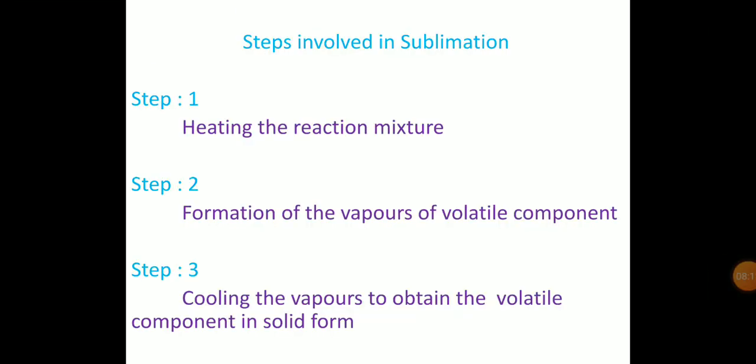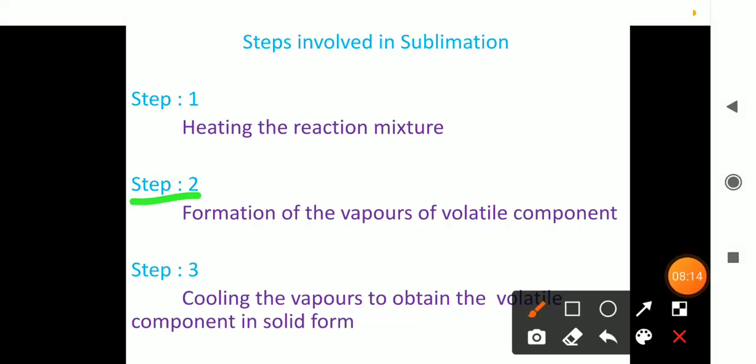Then come to step number 2. What is given in step number 2? Formation of the vapors of the volatile component. As I have already told you, for the components to be separated using the sublimation process, out of the components present, one must be volatile.